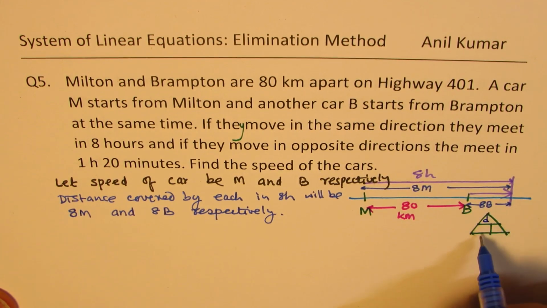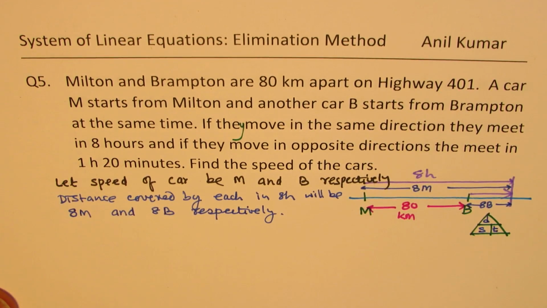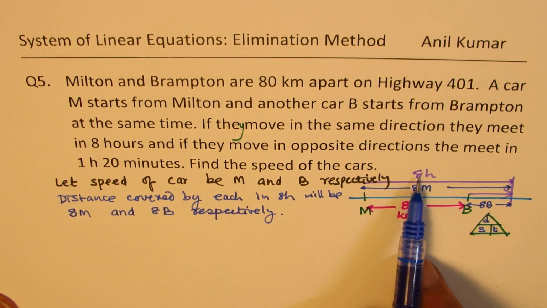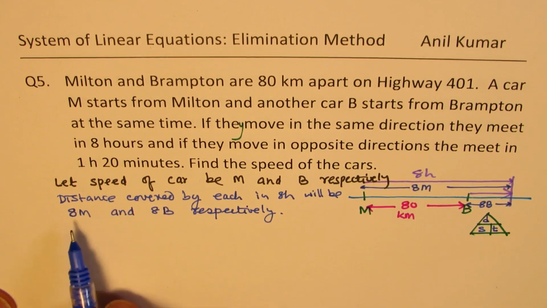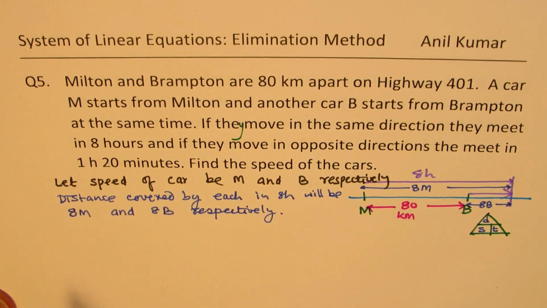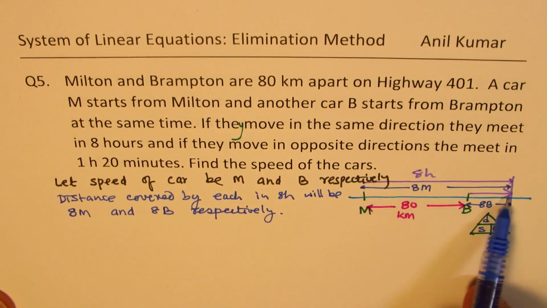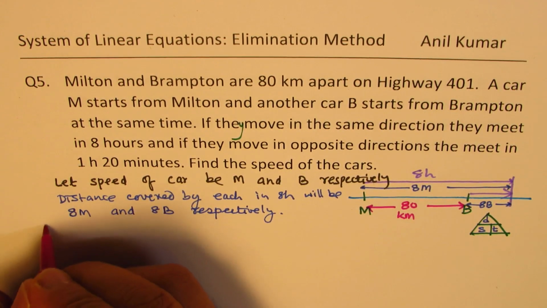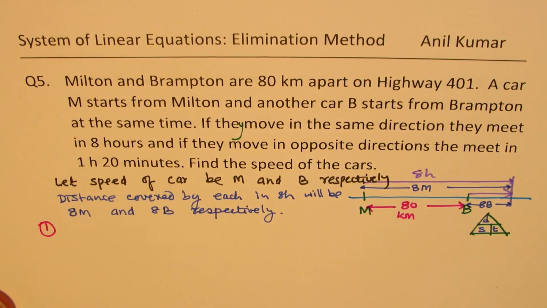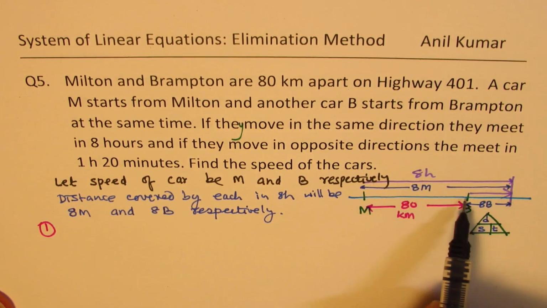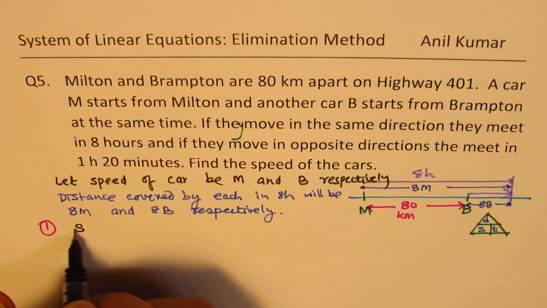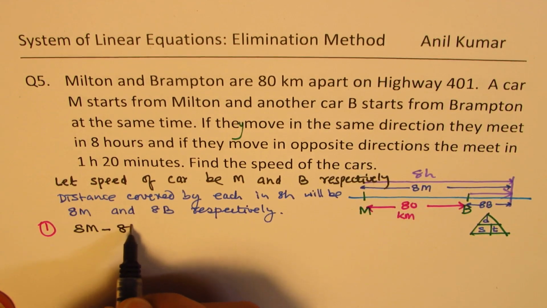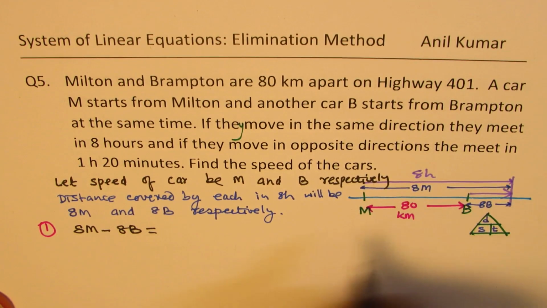So we know distance is speed into time. Time is 8 hours, speed is m and b. So 8m and 8b. Now from here clearly you get one equation. And what is that equation? The difference between the two, that is 8m minus 8b, is 80 kilometers.